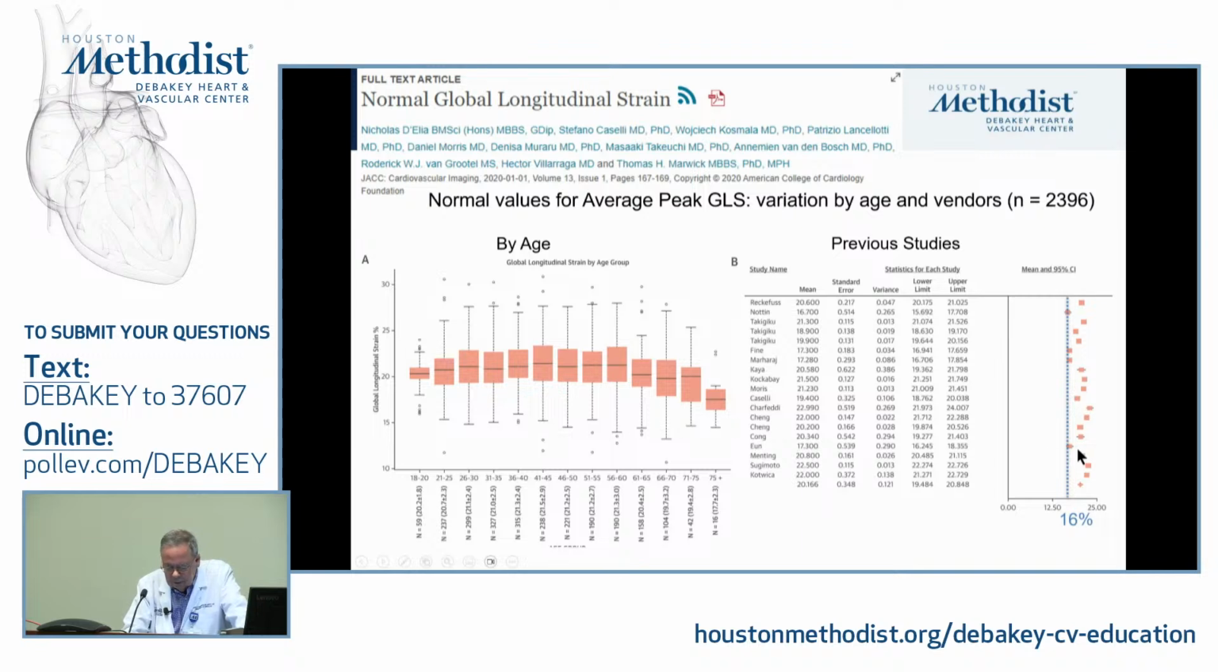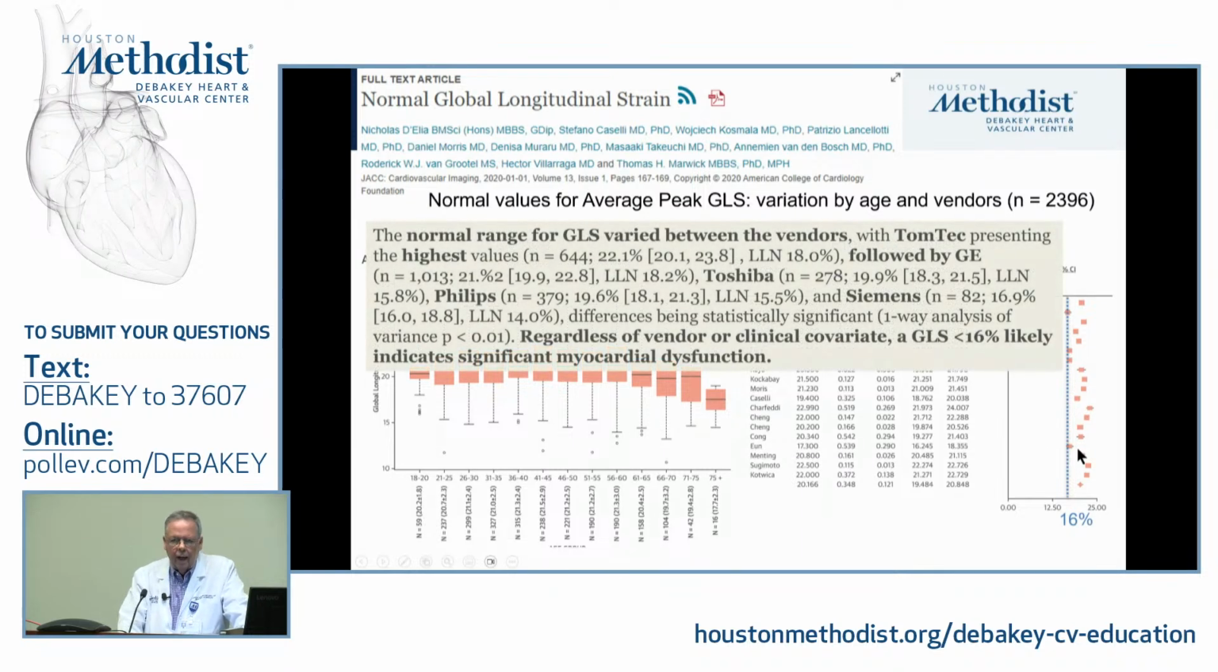better than 16. And when they looked at different companies, vendors, there were interesting findings. Tomtec had the highest values, followed by GE, Philips, and then Toshiba, and then Siemens. But regardless of vendors, 16 was still the absolute marker between normality and abnormality.